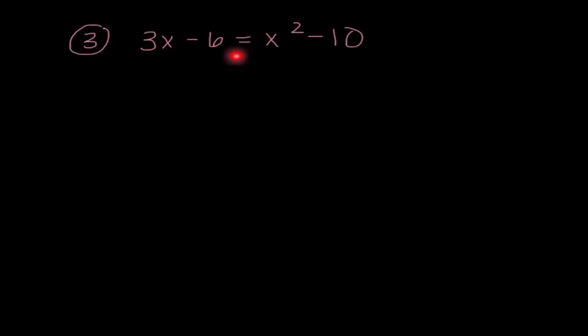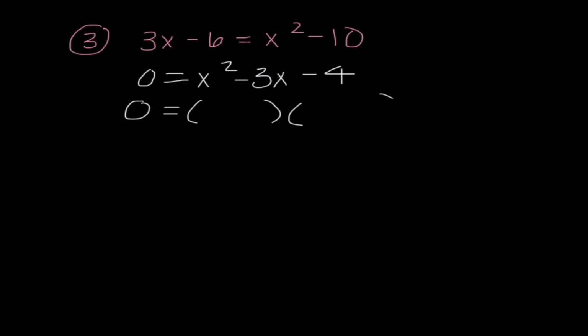So number 3, I need to start by getting this set equal to 0. And as I said earlier, I like to keep x squared positive, so I'm going to move everything to the right side. So when I subtract 3x, I get negative 3x, and when I add 6, I get minus 4. So when I'm factoring this, first thing I'm looking for is, do we have a GCF? And we don't, because there's not a common factor in these 3 terms.